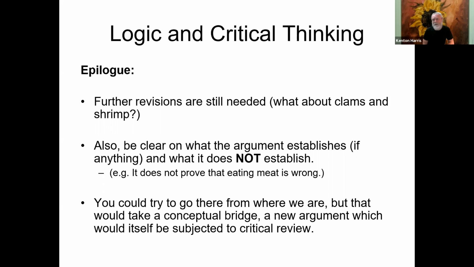Also, let's be clear on what this argument establishes, if anything, and what it does not establish. For instance, this argument does not establish that eating meat is wrong. You might go, oh, sure it does. No, it doesn't. The word meat doesn't appear anywhere in that argument. So there's no way that argument establishes that eating meat is wrong. Now, maybe you could go from the conclusion, killing animals so qualified is wrong, and get to eating meat is wrong, but it would take another conceptual bridge. It would take another argument.